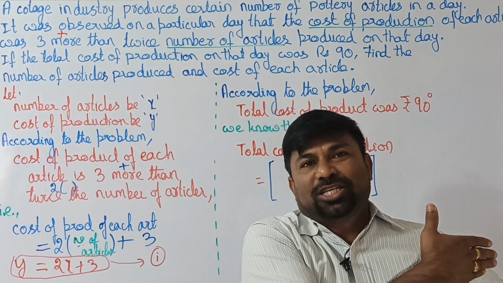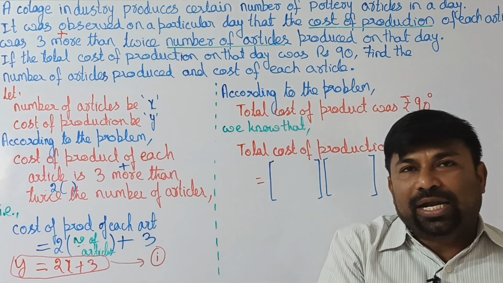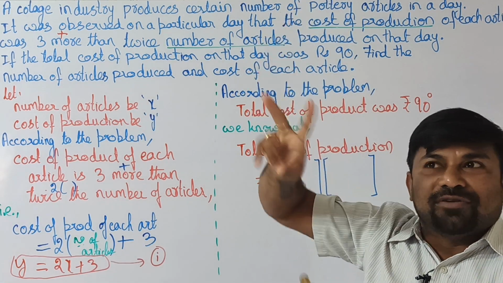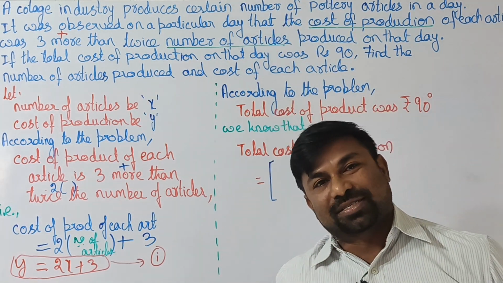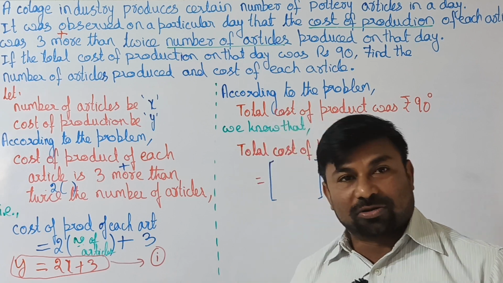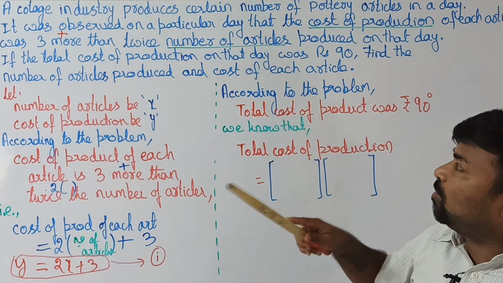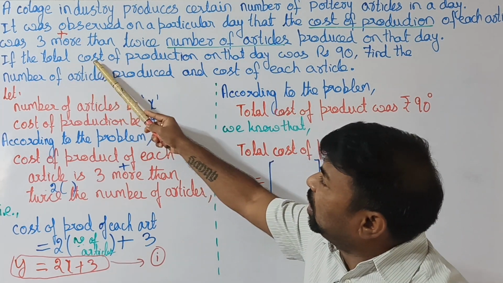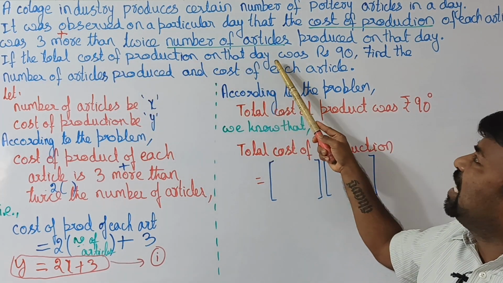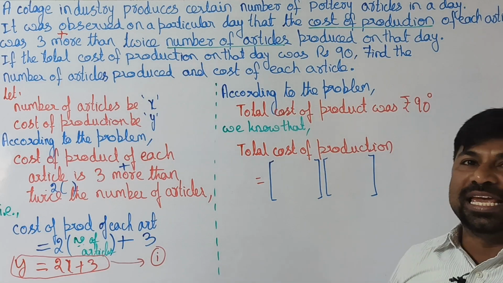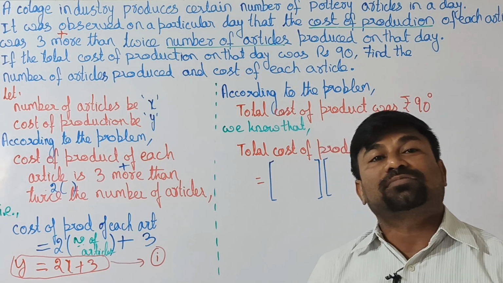What is the second relation he is giving? As it is a quadratic, how to raise the power? We need only one variable, that is nothing but x. How to get it? Let's go back to the second relation. According to the problem, what has he given? Total cost of production of the day was rupees 90. That's the second thing given.